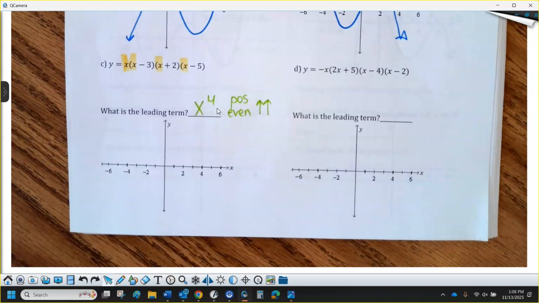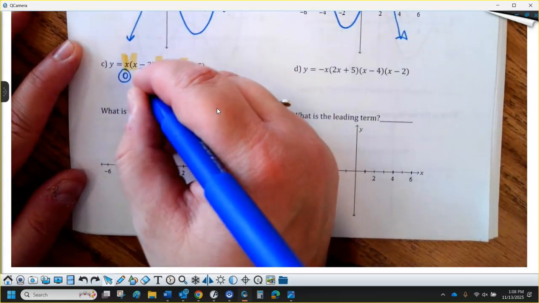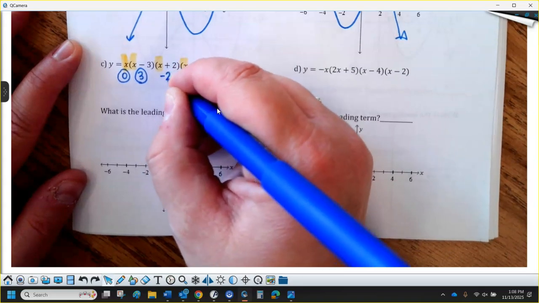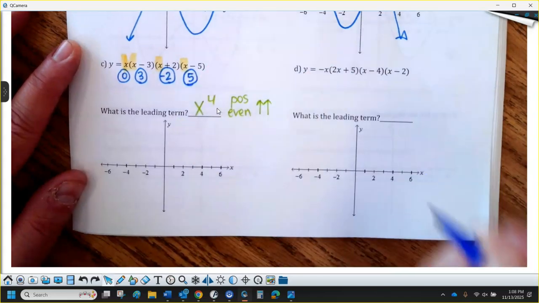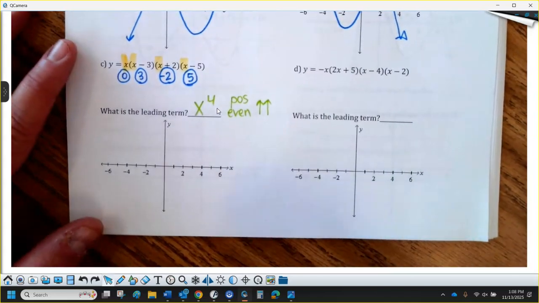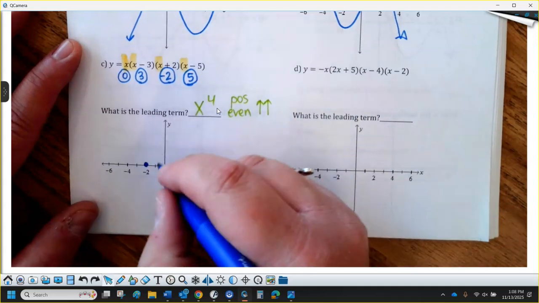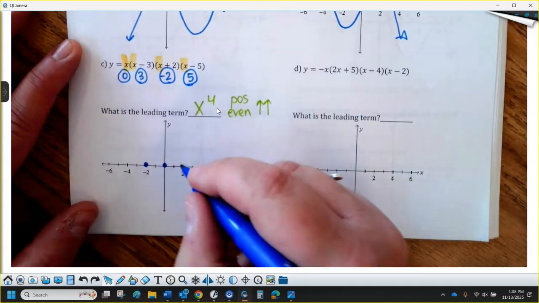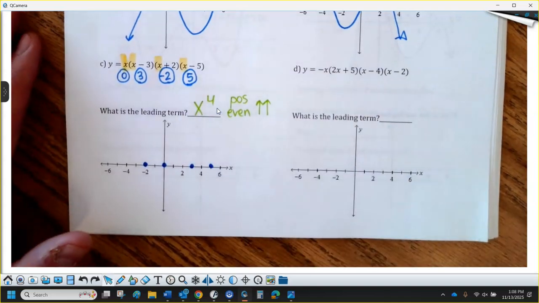And the zeros, that's what I'm going to figure out for my x-axis. So x out in front, that's just 0. X minus 3 would be positive 3. X plus 2 would be negative 2. It's what I would plug in there to make it equal to 0. X minus 5 would be positive 5 as a 0. And then I'm going to go back to my x-axis and put a dot at negative 2, a dot at 0, a dot at 3, and a dot at 5.